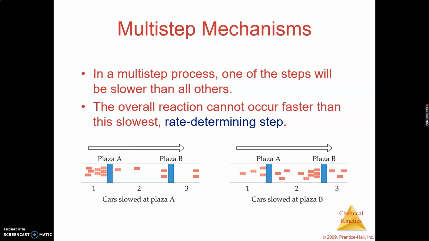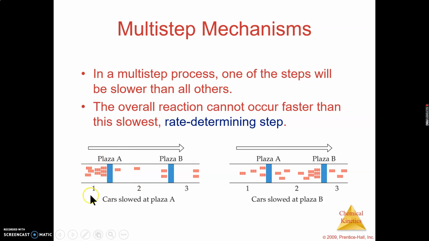Again, remember what unit we're in. We're in the kinetics unit. We're talking about the rates of chemical reactions. How fast or how slow do chemical reactions occur? You can only move as fast as the slow step. Again, when you look at these two scenarios down here, the cars can only move as fast as the slowest plaza. So here, Plaza A, this would be the rate determining plaza, or the rate determining step.